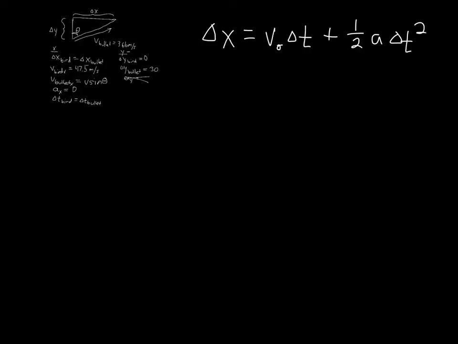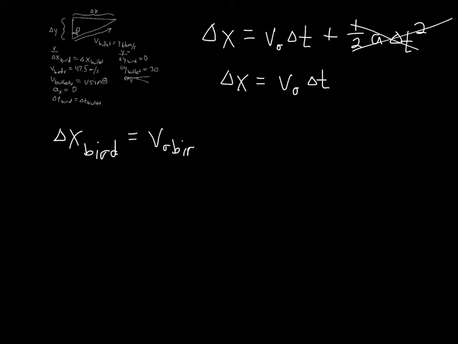What's the acceleration for both the x and y directions? 0. So what happens to this whole second part? Goes away. So our change in x is always going to be equal to v initial times change in time. So change in x for the bird is going to be v initial of the bird times the change in time. Change in x for the bullet is equal to v initial for the bullet in the x direction times change in time.